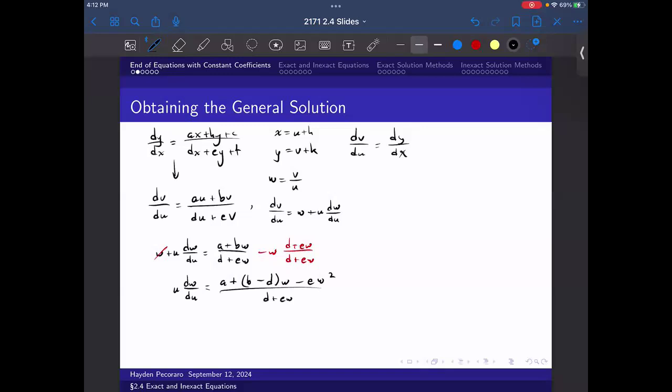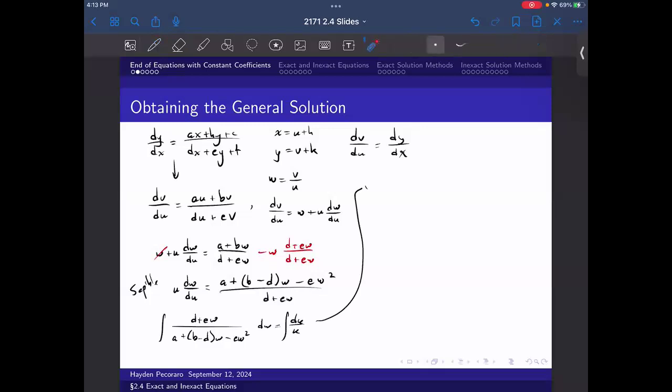All right, and now this is separable, which is the point of our homogeneous substitution. So we can rewrite it as d plus e w over a plus b minus d w minus e w squared dw equals du over u. All right, so once we're here, now we want to find the antiderivatives of both sides, and we'll call it a day after back substituting. But we got to deal with that ugly looking left side.